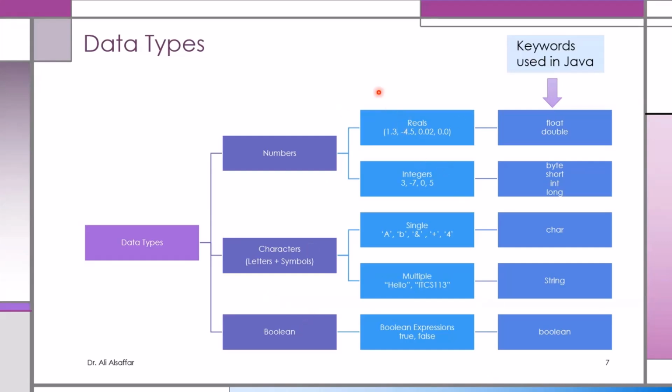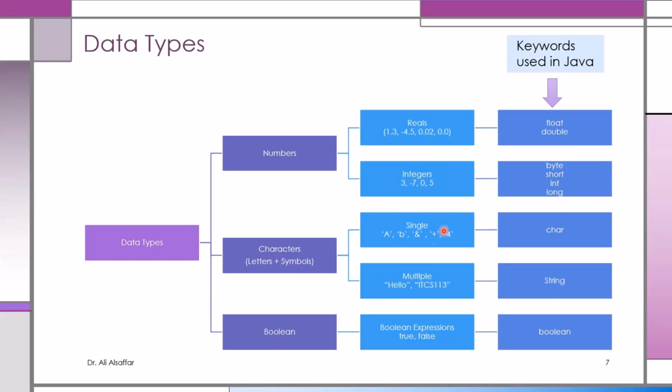So numbers are divided into real numbers and integers. And you have learned this in mathematics, that reals have a fraction, and integers do not have a fraction, they are whole numbers.